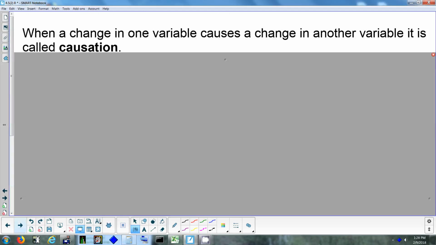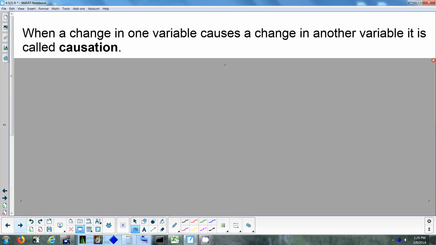Okay, last thing. This is a little tricky. You have to think about the problem a little bit. You have to use logic. So the first term I'm putting up there is causation. Okay, causation. You caused it. Causation means that if you change one thing, another thing automatically changes.